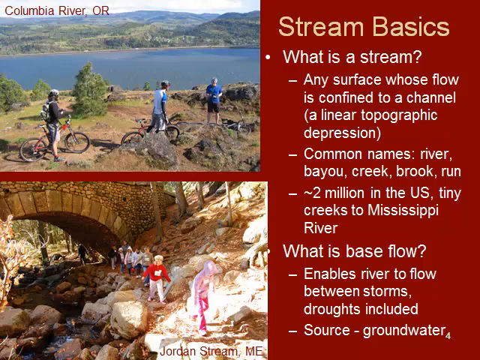So basically, a stream is any surface flow that is confined to a channel. So we have a linear, might be somewhat sinuous, depression in the landscape where water collects and then flows in the same direction down slope. So we're going from a higher point to a lower point through whatever topographic low there is. And this can change. So if we have increased erosion in one area, a stream can actually jump its channel and move to a new spot.